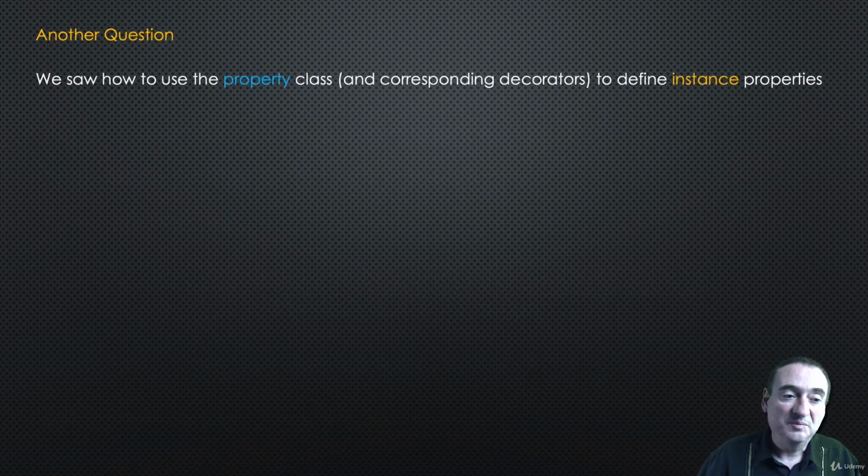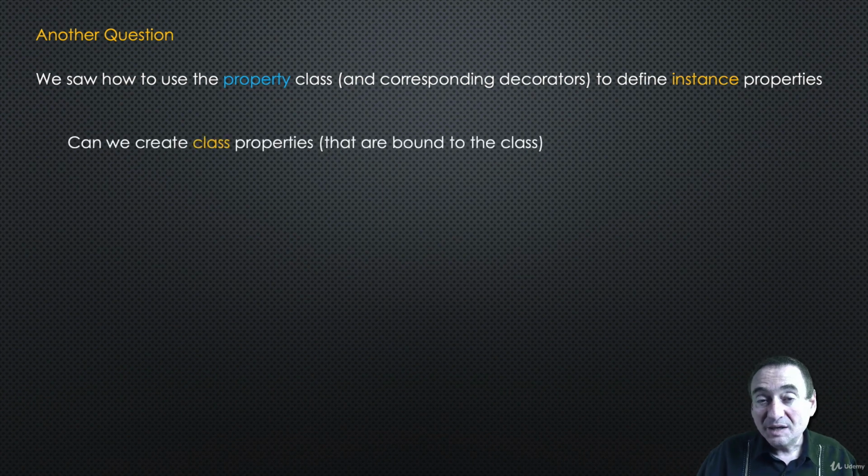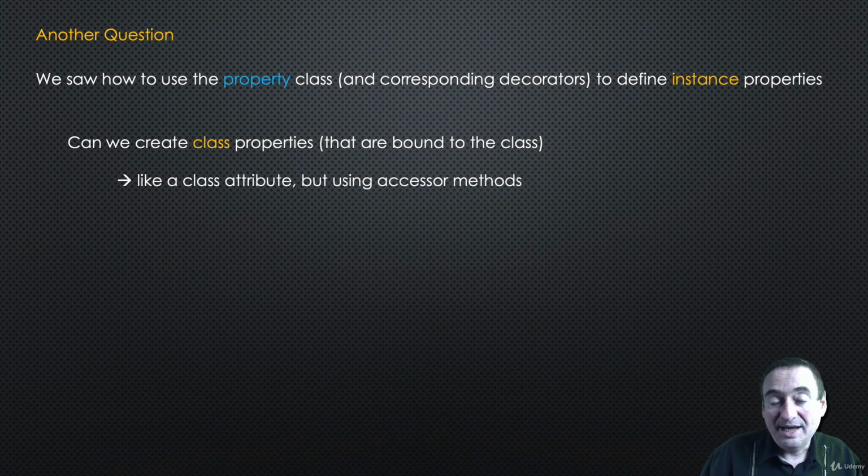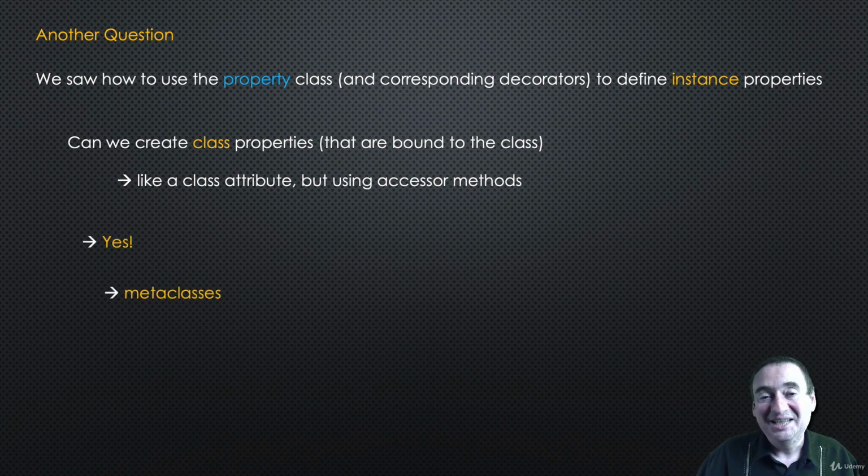So another question might be, we saw how to use the property class and the corresponding decorators to define instance properties, which are properties on the instances of our class. Can we create class properties? In other words, properties that are going to be bound to the class, not to the instance. So like a class attribute, but using accessor methods instead of the bare attribute. And of course, the answer is yes. That's the short answer. The long answer is it requires starting to look at metaprogramming, which is really advanced, so I'm not going to get into that right now.